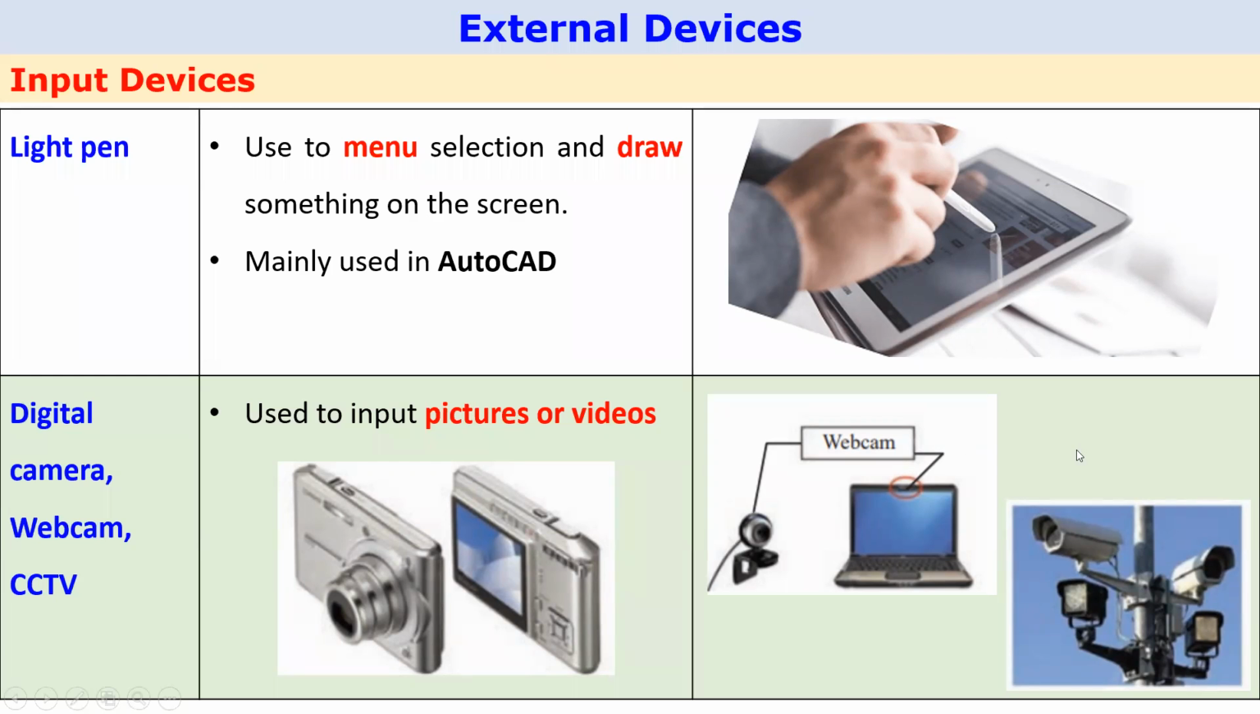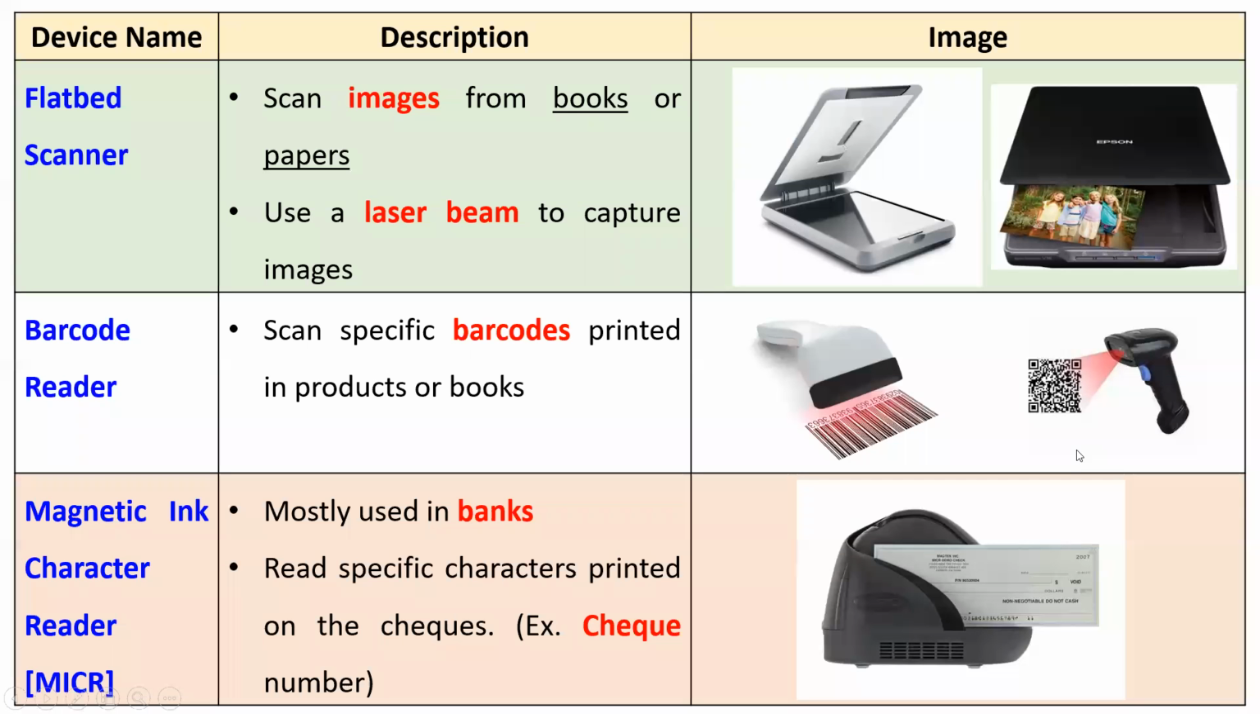Right, then move to another set of devices that's also important with the teaching purpose. Scanners, flatbed scanner, one type there. Through the scanners, you can scan pictures from the books or text from the books. They are using a laser beam to capture the images. Then look at some images here.